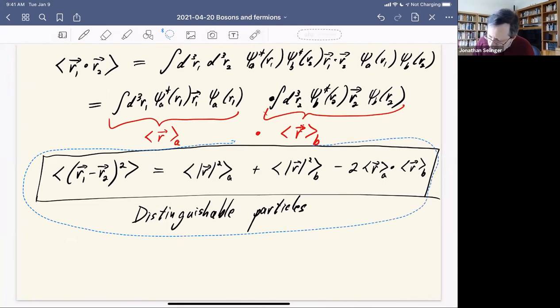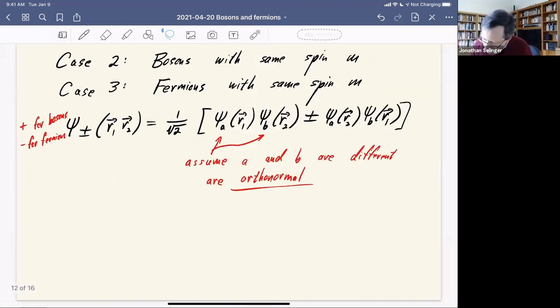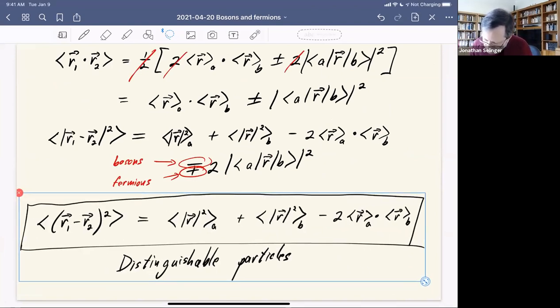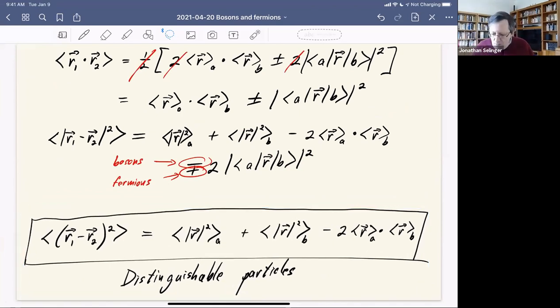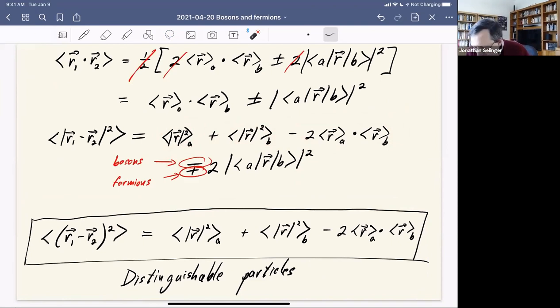For distinguishable particles, copy. Right. Paste. Aha. For distinguishable particles, it's like that. Okay, so when you compare these things, you can see the first 3 terms are just the same, right? This term and this term and this term. But the difference is this last term. The difference is the last term, which has a negative sign for bosons and a positive sign for fermions.